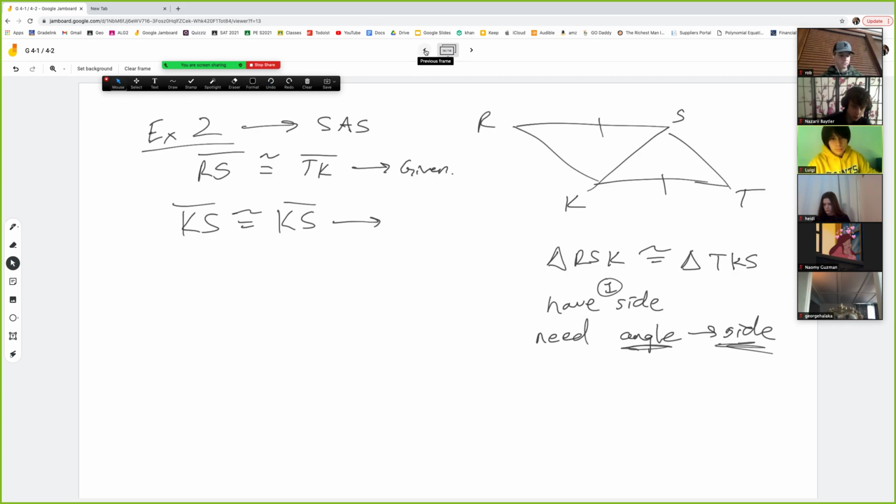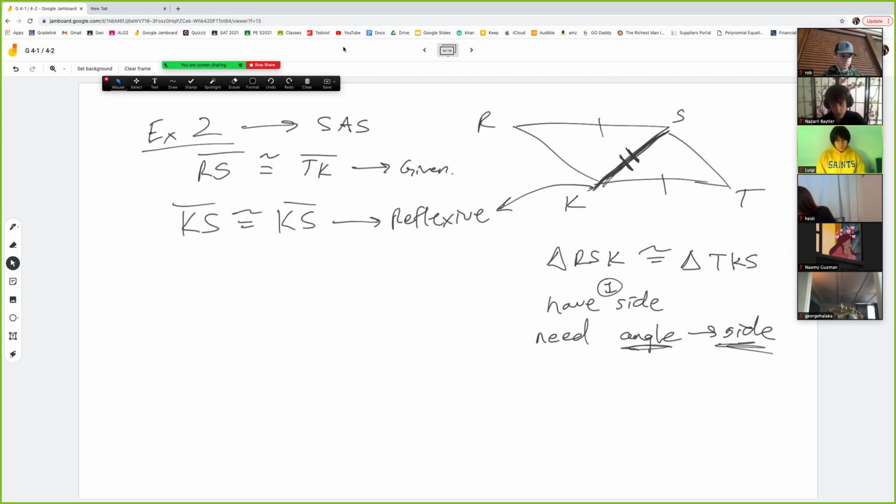What property? Oh wait, is this the reflexive property? Yes, reflexive. Anytime you have two triangles that share the same line in between them, this is going to be the reflexive property. Don't forget this. Anytime you have two triangles that share a side, you can say that that side is congruent to itself by the reflexive property. So now we have a side and then another side.